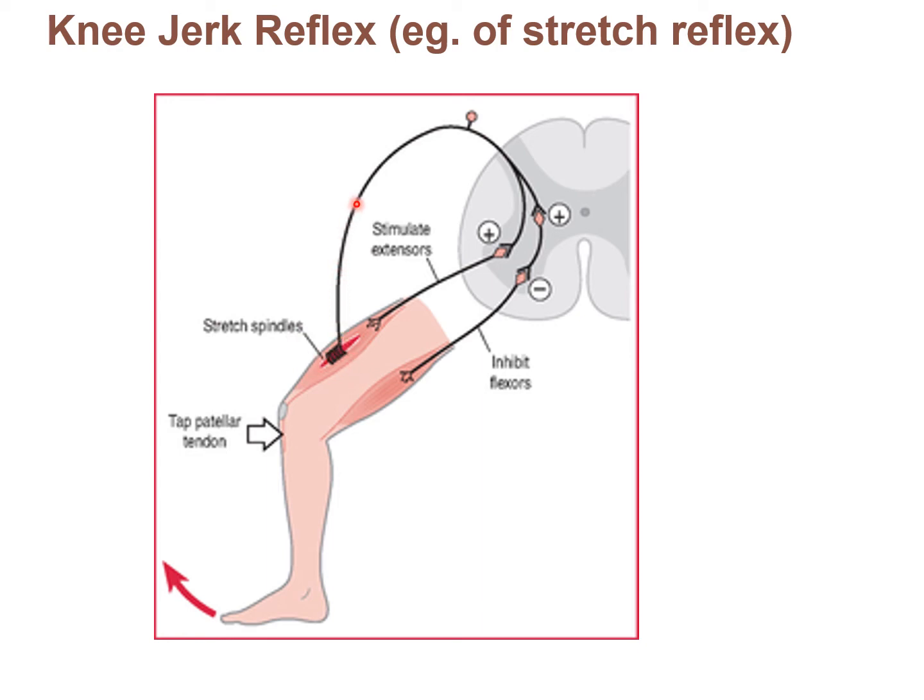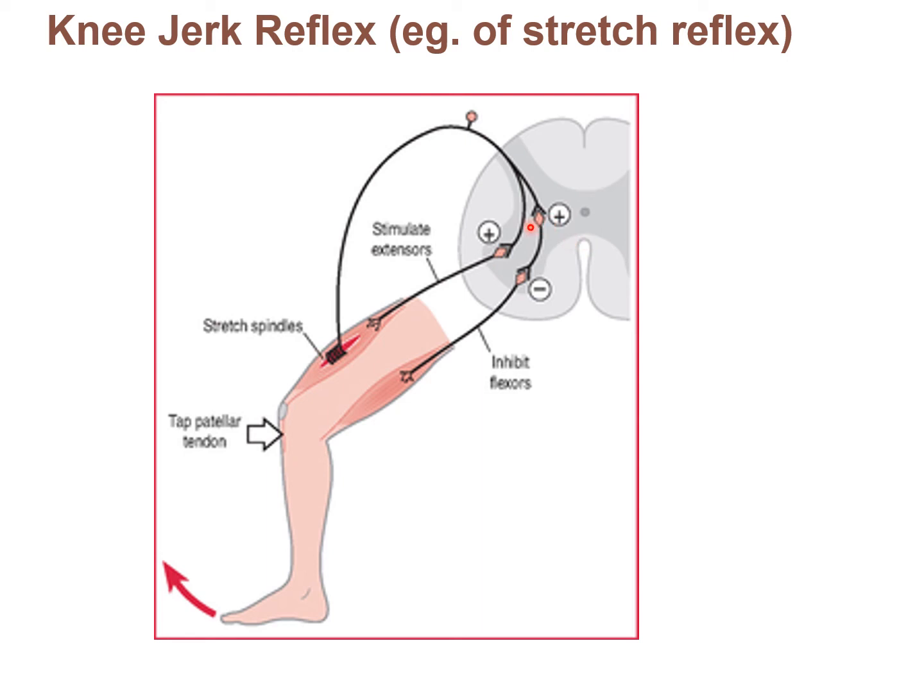Step number 2, sensory neuron. And the sensory neuron synapses directly with a motor neuron to the effector to contract it, which would bring the leg up. So you can see there is an interneuron, but on the stretch reflex right here, there is no interneuron. It goes right from sensory to motor.